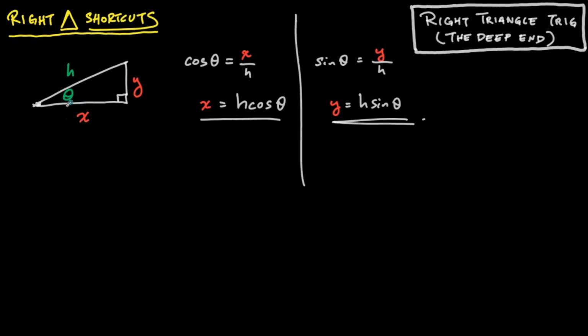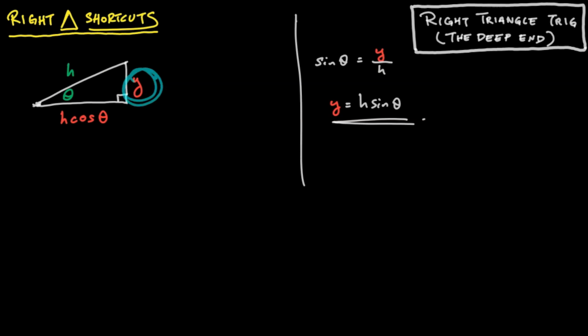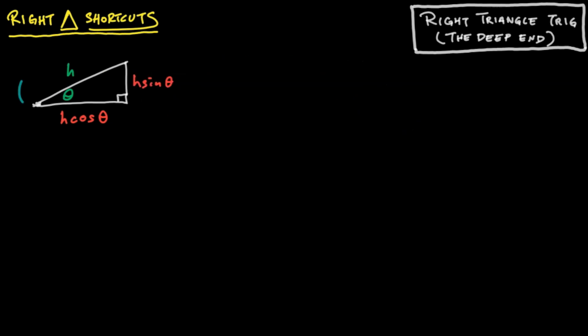This leg, the leg adjacent to the given angle that I was calling x here, is always going to be h cosine theta, the hypotenuse times the cosine of the angle. So let me just import that onto the triangle itself. And similarly, this leg, which I took the trouble to give a name, y, this leg which is opposite the given angle, turned out to be the hypotenuse times the sine of the angle, h sine theta. And that's it. That is my right triangle shortcut, the first of two that I'll show you.